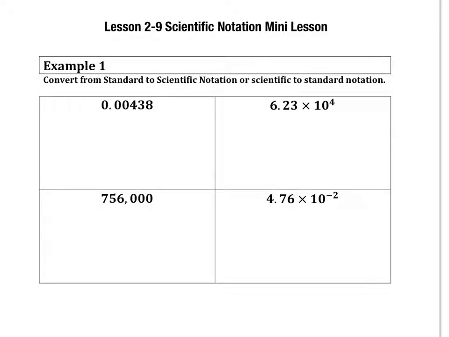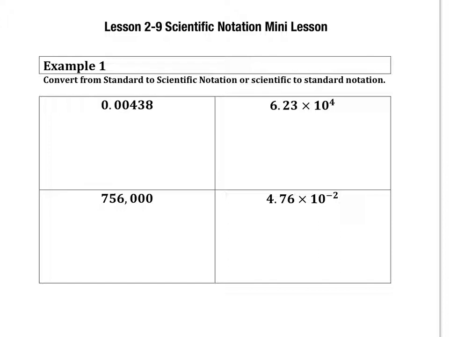Hello all, today's mini lesson is lesson 2.9, scientific notation. In our example here, pretty simple, we're going to take the numbers that are in standard notation and change them into scientific notation, and we're going to change the ones that are in scientific notation back to standard notation. Standard notation is just the normal way of writing a number. Scientific notation is taking really big or really small numbers and writing them in a condensed way.